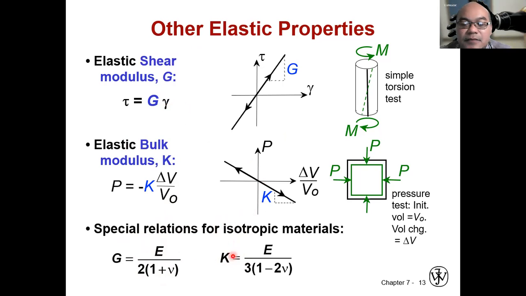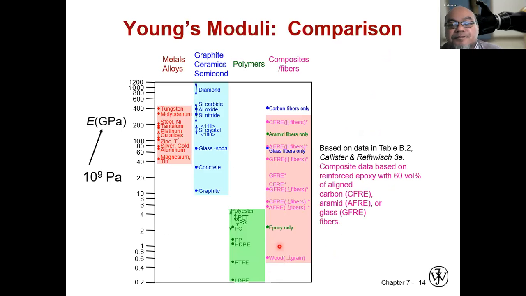And the elastic bulk modulus is related to the Young's modulus through this equation, E divided by 3 times (1 minus 2 nu). So this graph can be seen in the textbook also.